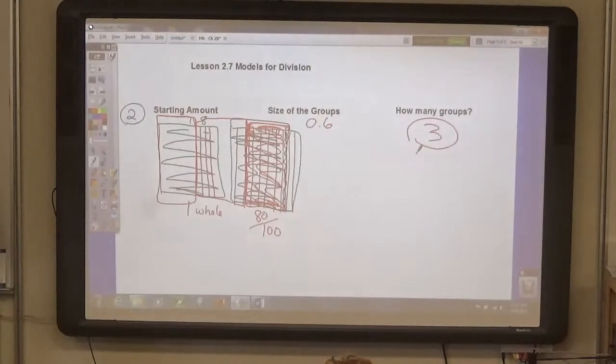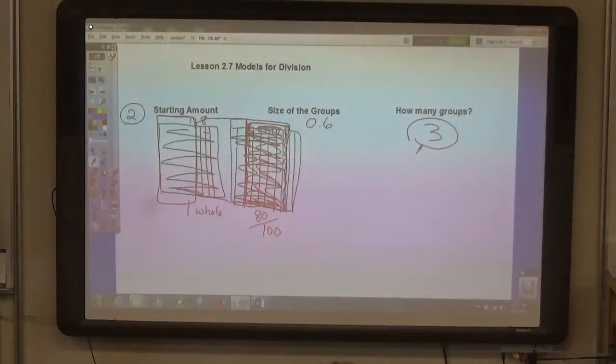Let's skip down to the next section. It says, Kara harvested 15.4 pounds of blueberries. If she stores the blueberries in containers that hold 1.4 pounds, how many containers will she need?